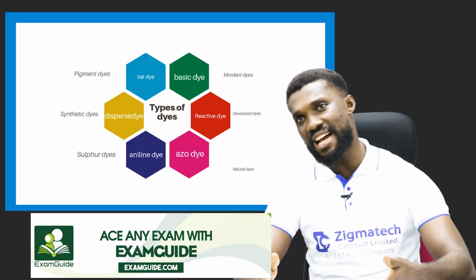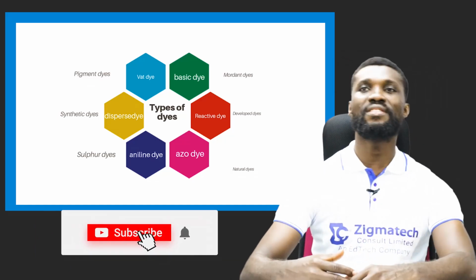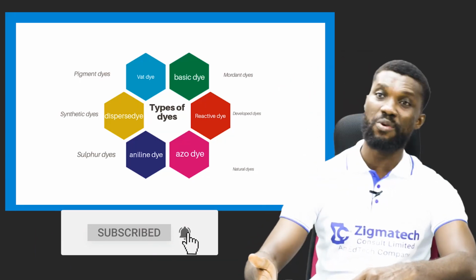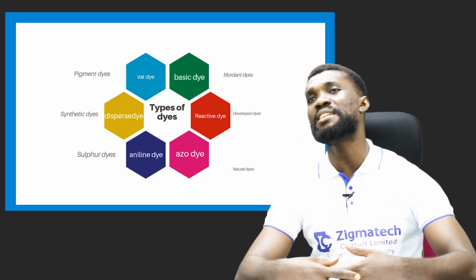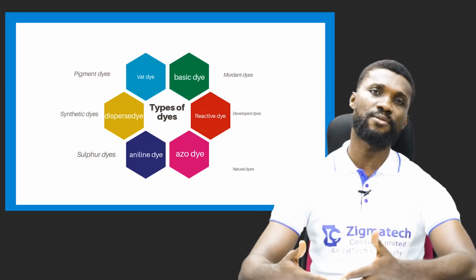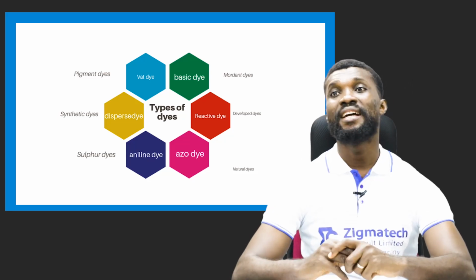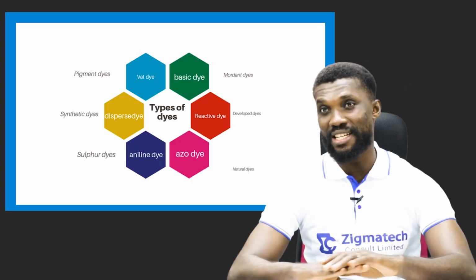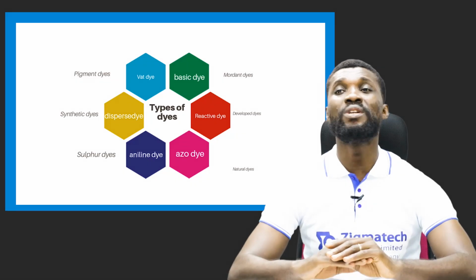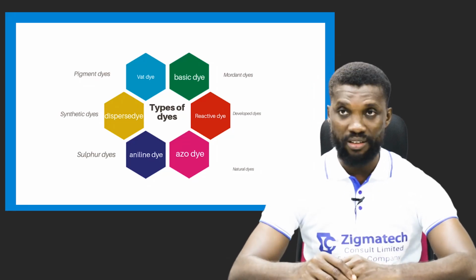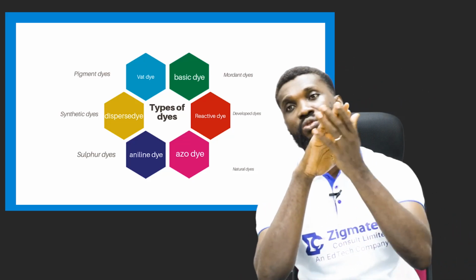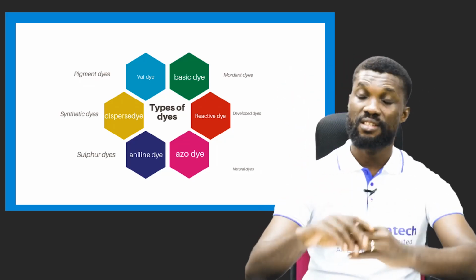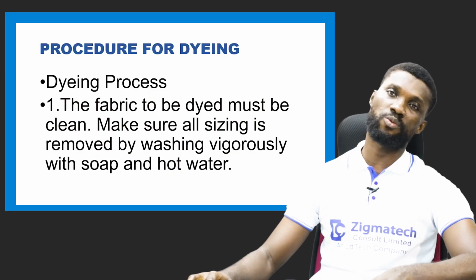We have the synthetic dye, the sulfur dye, the aniline dye, the azo dye, the natural dye, the pigment dye, the VAT dye, and then the basic dye. All these are different types of dye that you can lay your hands on and then work. I don't have to prescribe any one for you. Any one you choose will deliver the job well. So you just make sure you're working with the original material, and don't forget, always use gloves. Safety first. Put that at the back of your mind when doing that.